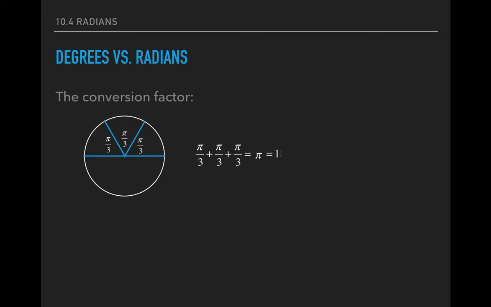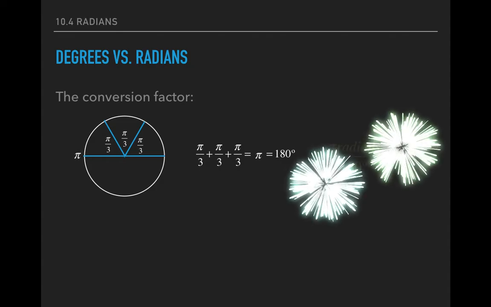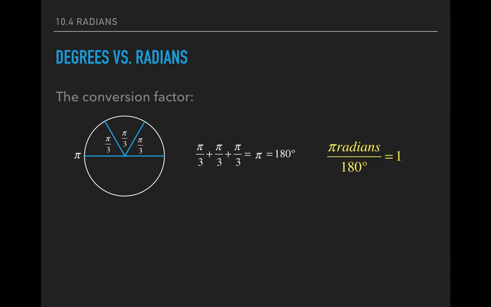We're looking at pi. Pi is equivalent to 180 when you're working in a radian measure. Pi radians is 180 degrees. And that is going to be one of our conversion factors. Pi radians over 180 is equivalent to 1. Now let's keep going here.